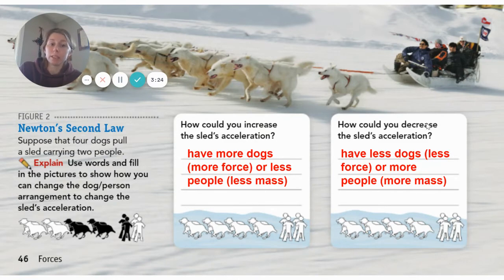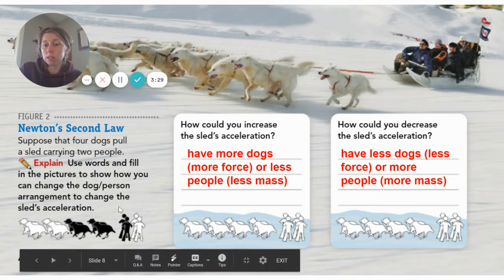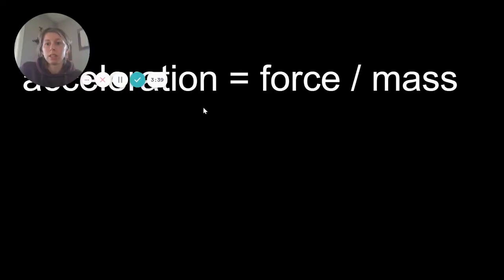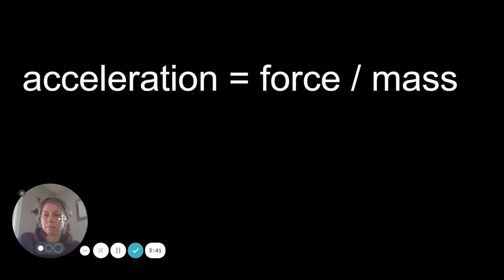How would we decrease it? If we want to slow our sled down, I would think if you take away a dog and leave the mass, you have less force pulling on these people. Or if you keep the dogs and you add more people, that's also going to slow you down. So that's how you do those. And I'll move my face again.